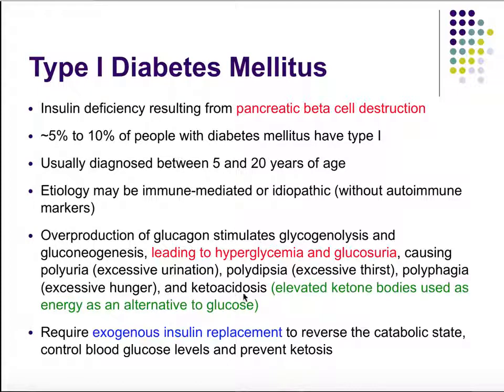And you can also get ketoacidosis. So the glucose isn't getting into our cells, and remember, our brain needs glucose for energy. However, if it can't get it, the liver can make ketones or keto acids for our brain to use for energy. And so then we start to make these keto acids, and that leads to ketoacidosis. So this is an example of metabolic acidosis because it has nothing to do with a respiratory problem. Type 1 diabetes requires exogenous insulin replacement. So if you are insulin deficient, replacing that with insulin that you are giving will help as a treatment. And it'll reverse the catabolic state, control blood glucose, and prevent ketosis.